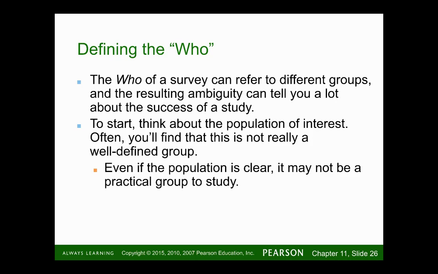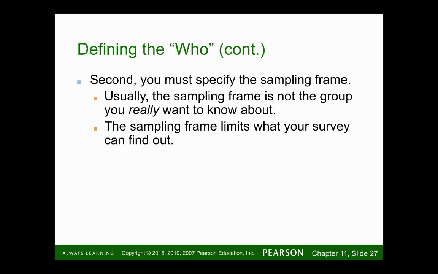To start, think about the population of interest. Often you will find that this is not really a well-defined group. Even if the population is clear, it may or may not be a practical group to study. Second, you must specify the sampling frame. Usually the sampling frame is not the group you really want to know about. The sampling frame limits what your survey can find out.